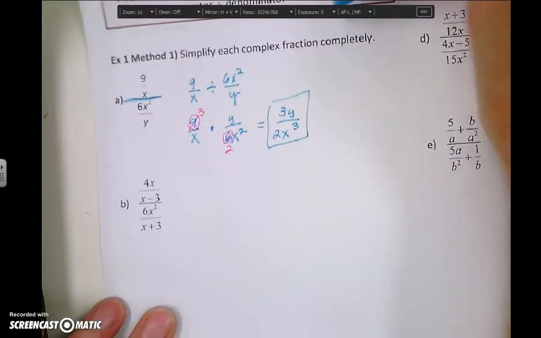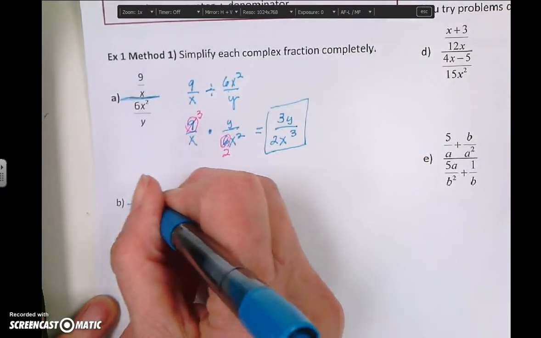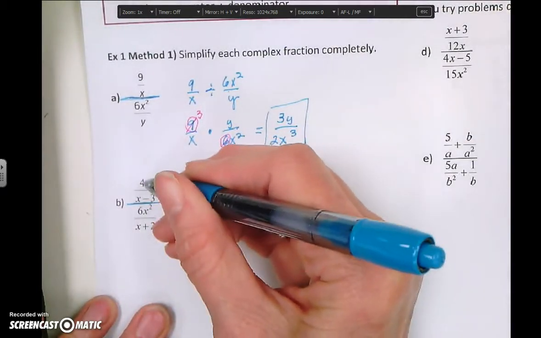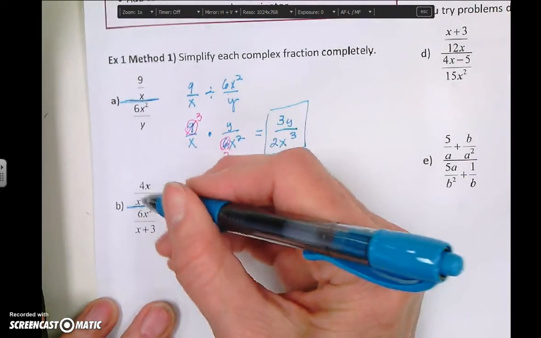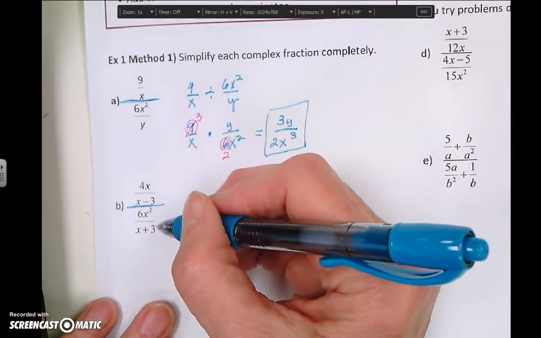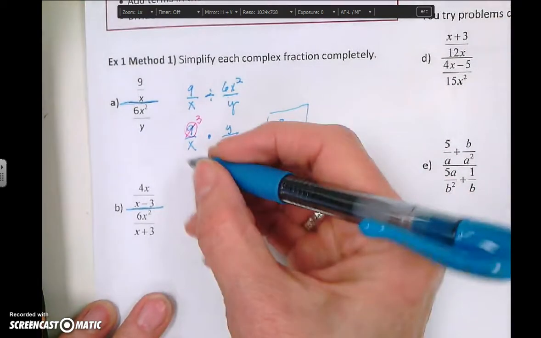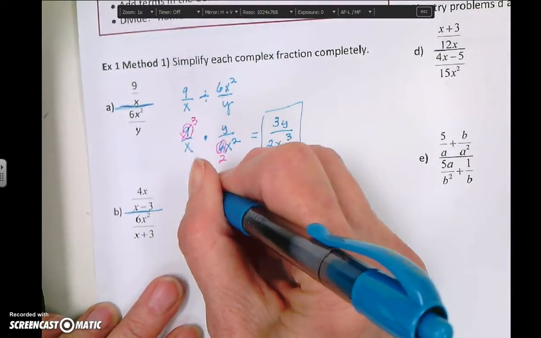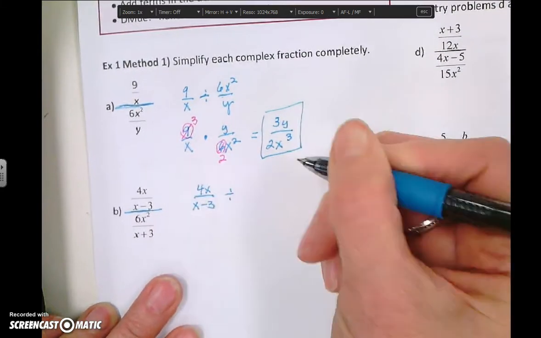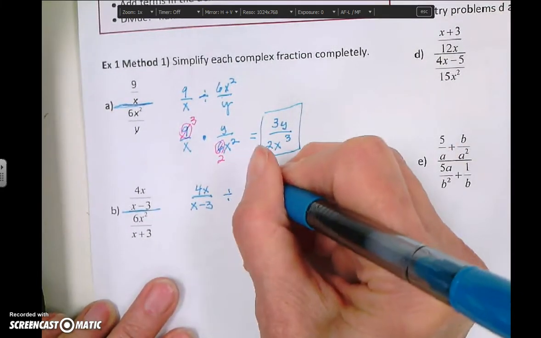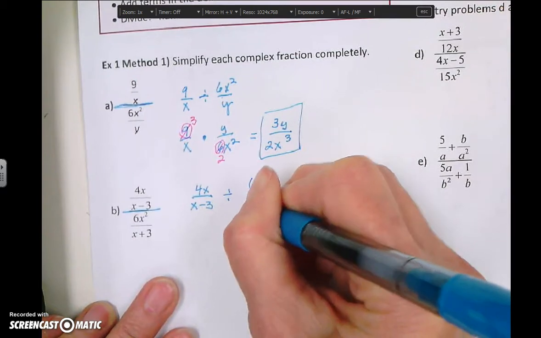B is pretty much the same situation. Here's my fraction bar in the middle. Fraction in the numerator, fraction in the denominator. There's just a single term in each, so there's no addition that I need to do. So I'm just going to take my numerator, 4x divided by x minus 3, and divide it by my denominator, which is 6x squared divided by x plus 3.